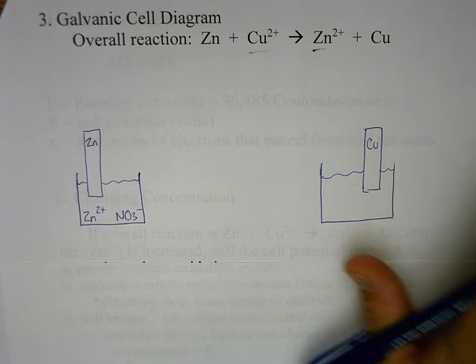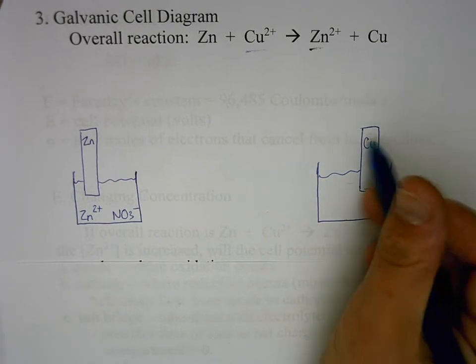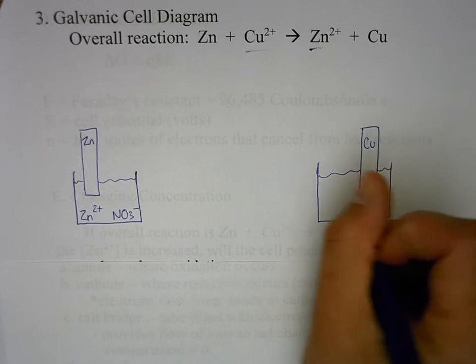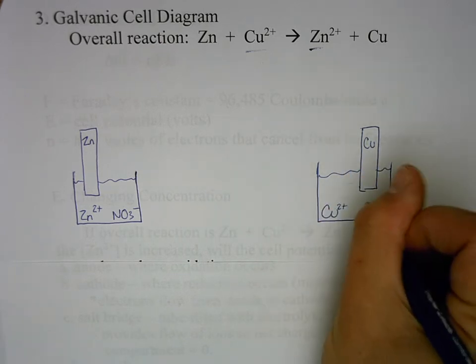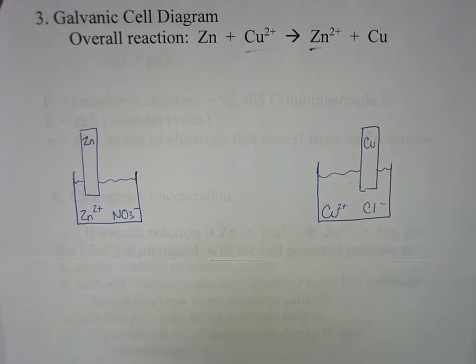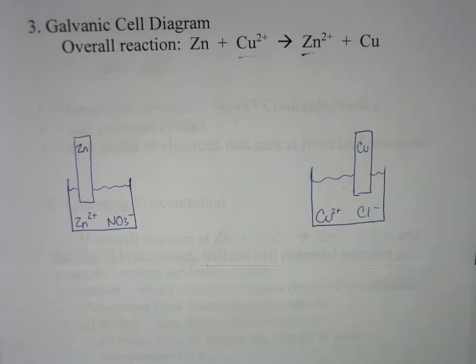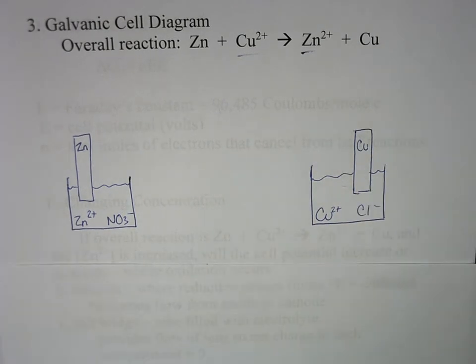Over on the other side, the solution that fills up that side would be one that has the ion of the metal. So I would maybe have copper chloride, so copper ions, chloride ions. In this particular reaction, the nitrates and the chlorides don't really matter. It's all about what's happening with the metal ions and the solid metal electrodes.